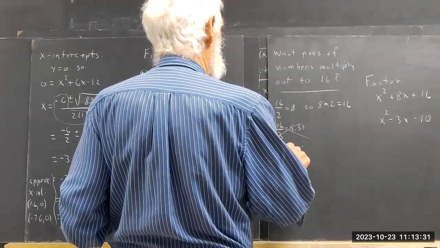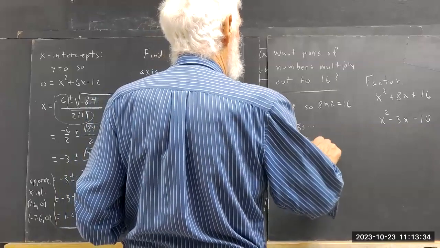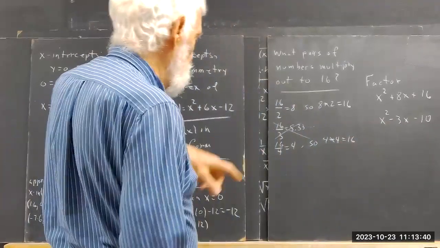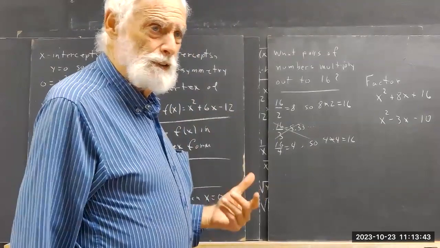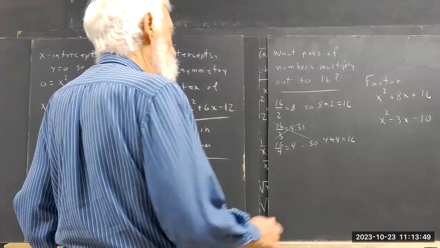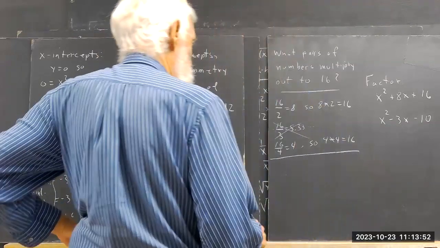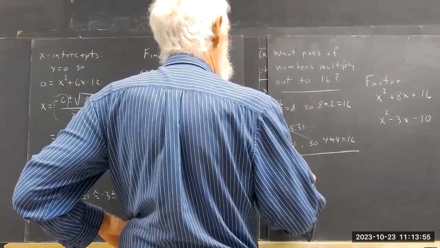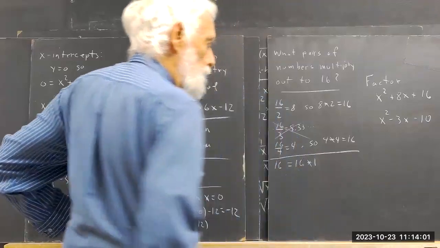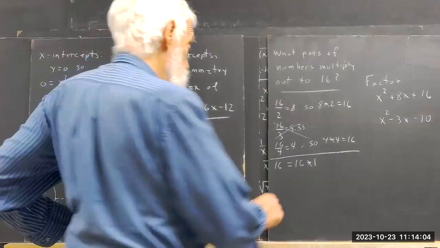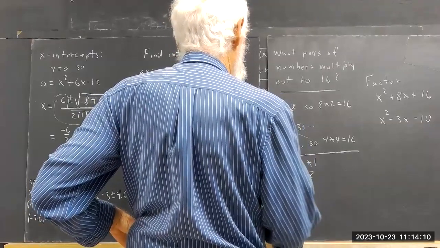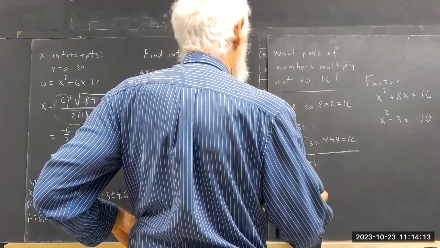16 divided by 4 equals 4. So 4 times 4 is 16. And then you can try different numbers. 16 divided by 5, 16 divided by 6. Nothing else is going to work. Now, the pairs of numbers that you get. First of all, 16 times 1. Got to consider that. 16 equals 8 times 2. 16 equals 4 times 4.